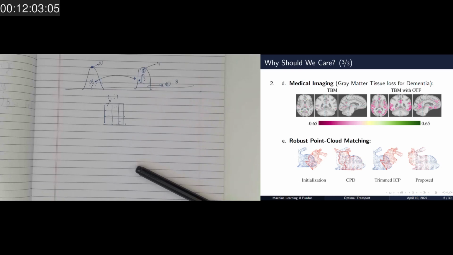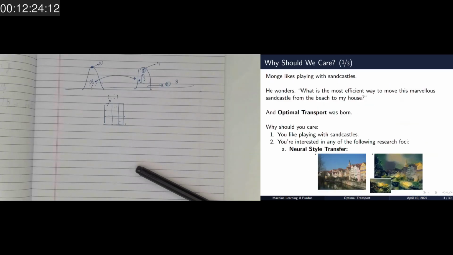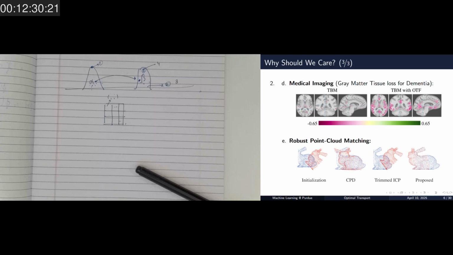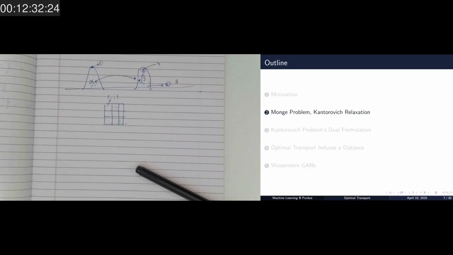Finally, robust point cloud matching, where you have point clouds where a large percentage of your points have disappeared. In this scenario, there are a couple of approaches. This is initialization, and these are two ways of matching the point clouds. CPD and CRIP-ICP do not work as well as the proposed method, which uses optimal transport. The main thing that connects all of these is that you have geometric problems and you need to solve them in an efficient way, and optimal transport does very well to make sure that happens.